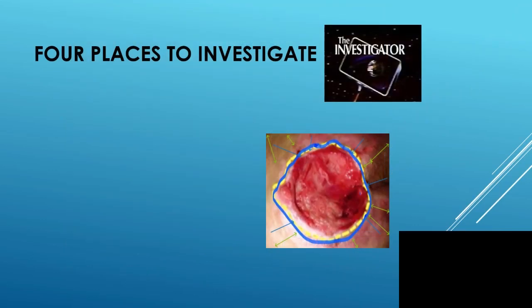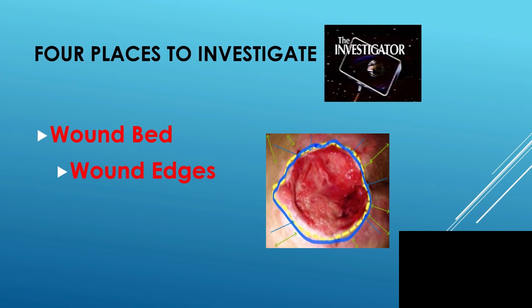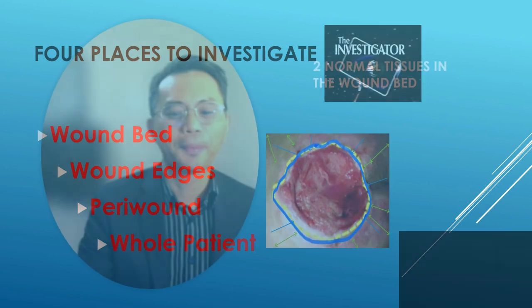So when we are doing wound care assessment, our task is likened to that of an investigator. There are four places that we need to investigate in a wound. First is the wound base. Second is the wound edges. Third is the peri-wound. And the fourth is the whole person. So this is the wound bed. This is the wound edges. And this is the peri-wound. And we're going to talk about all these places one by one.